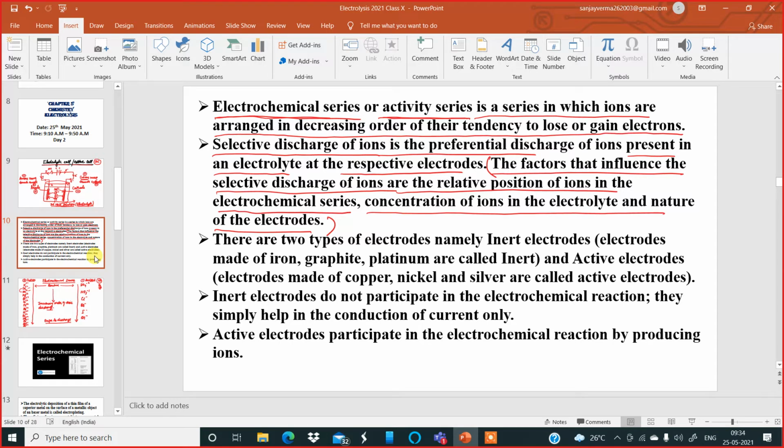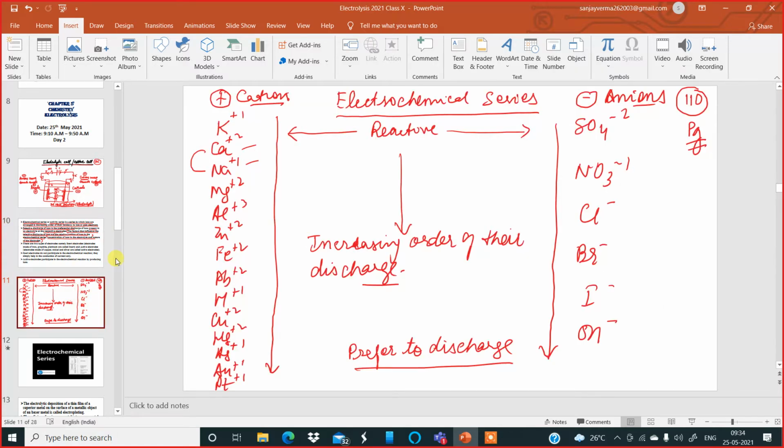They will ask you direct questions: what are the factors influencing the selective discharge of ions? So you have to write: the first one is relative position of ions in the electrochemical series, the second one is concentration of ions in the electrolyte, and the third one is nature of the electrodes. These are the three factors. Now let me explain the three factors one by one for the selective discharge of ions. Please watch very carefully.